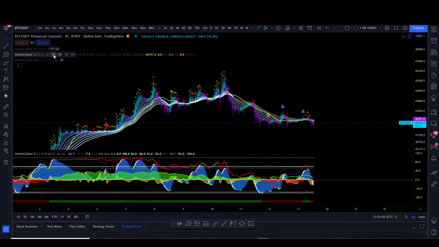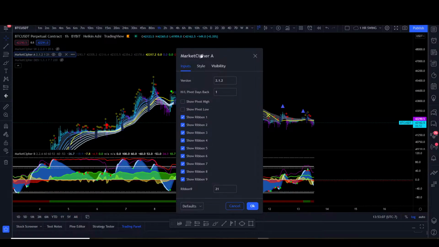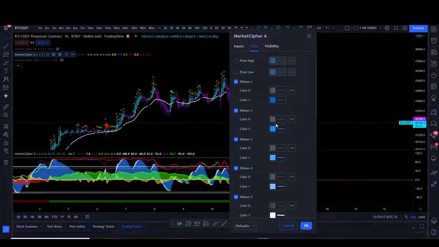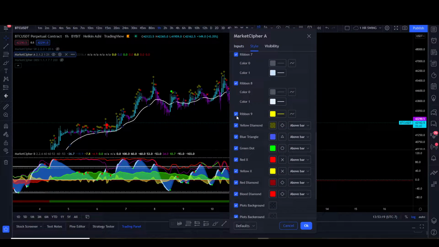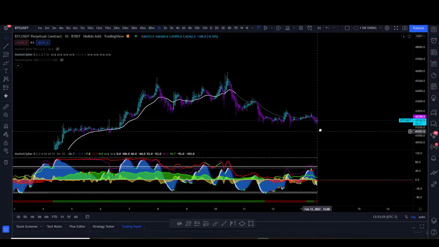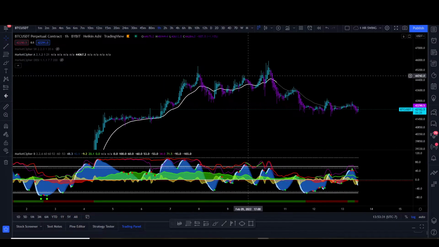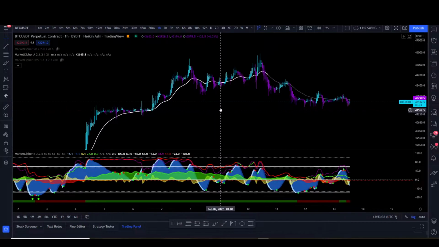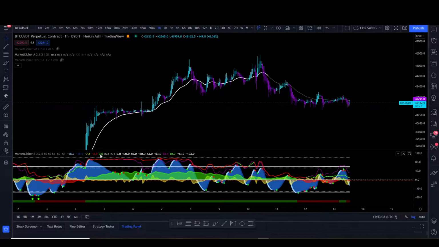Market Cipher A, I do use, but I only use one line on it, which is ribbon 5 right there. It's the 21 EMA, and I don't like to use these dots and X's and yellow X's. Sorry, Crypto Face, I know you're big into the yellow X's, but it can be distracting for me, and I like a nice clean chart. So yeah, let's get into the basic strategy for Market Cipher B.